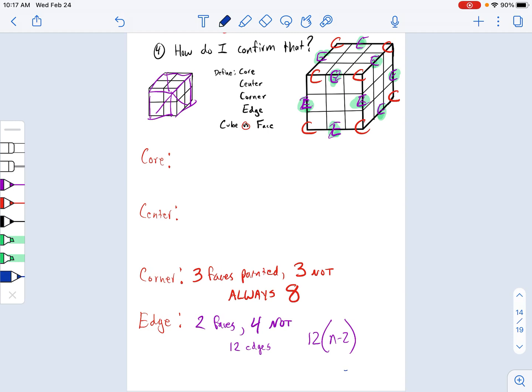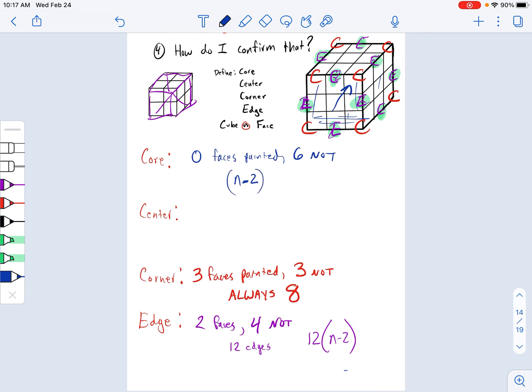All right, now the core cubes. A lot of you thought of a walnut or an onion. Those are the cubes hidden deep inside the center that you can't even see. They have 0 faces painted. 6 are not painted. And for the core cubes, you have to realize you take off the top layer, the outside layer, so you're again doing an n minus 2. You're taking off the bottom layer, so again, it's an n minus 2.